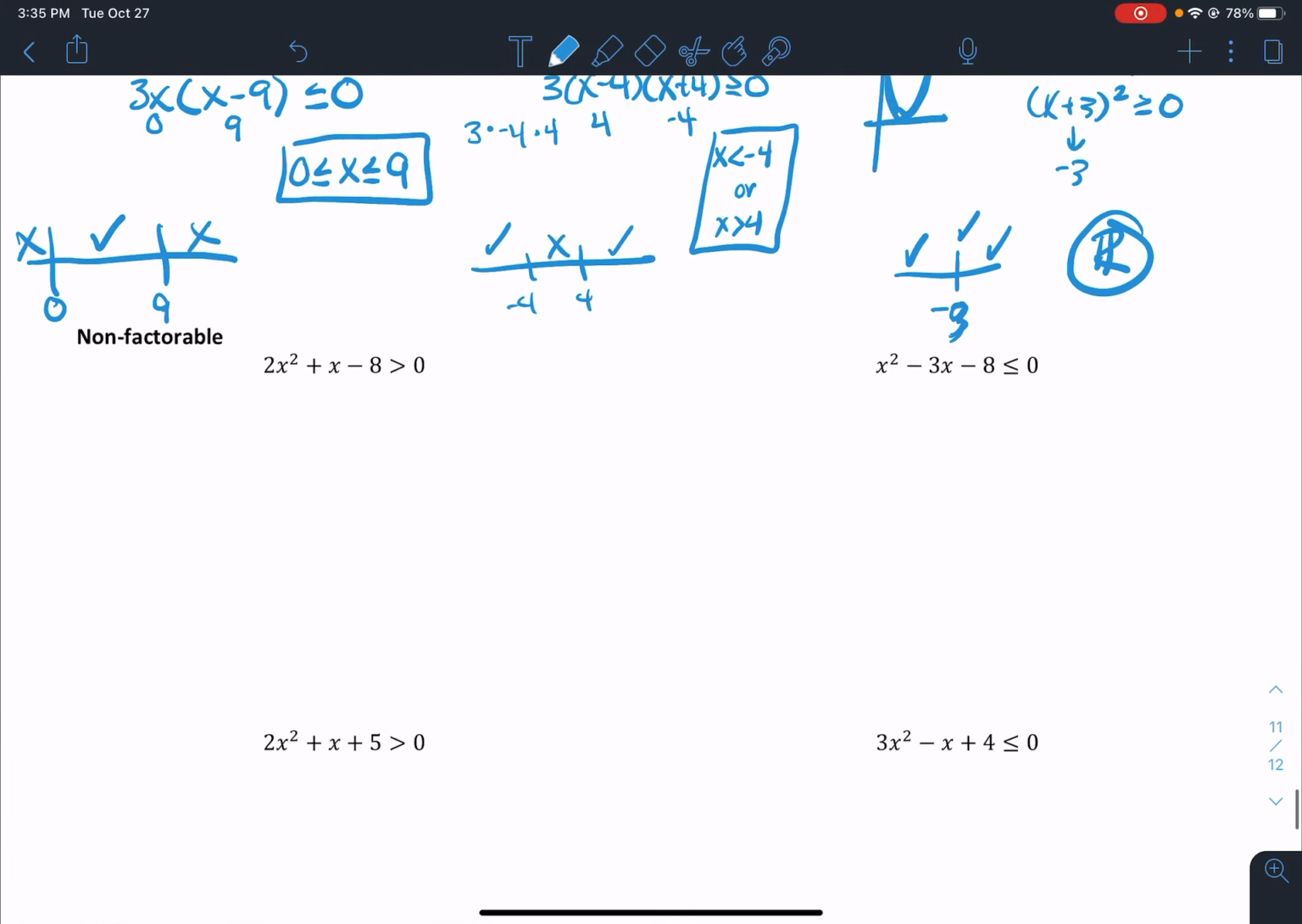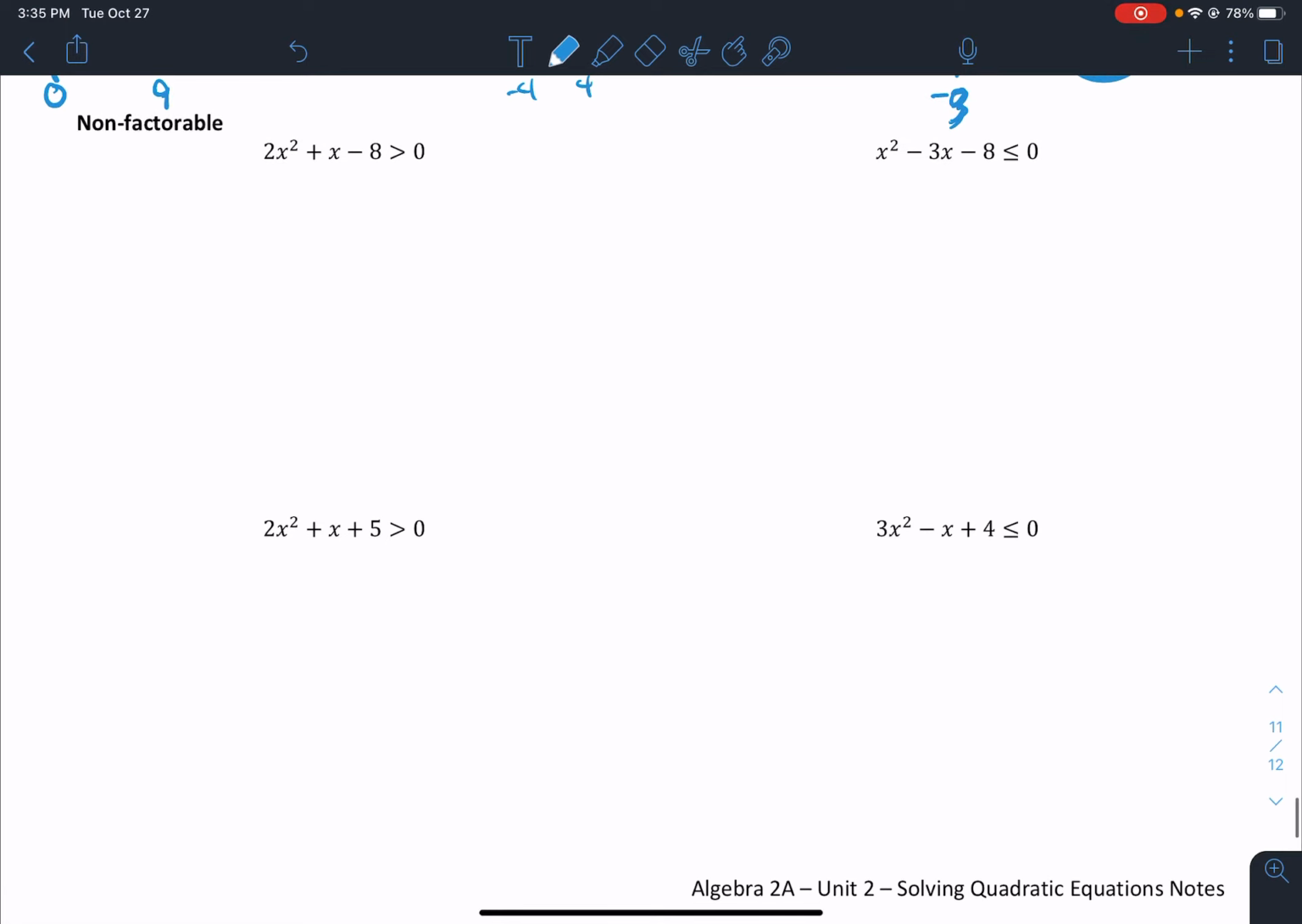Let's try the non-factorable ones. On these, you're just going to use the quadratic formula, get your two x-intercepts, and then do the same thing. So here, remember, we're just going to use the quadratic formula. I'm going to write the quadratic formula over here in red. x equals negative b plus or minus the square root of b squared minus 4ac, all over 2a.